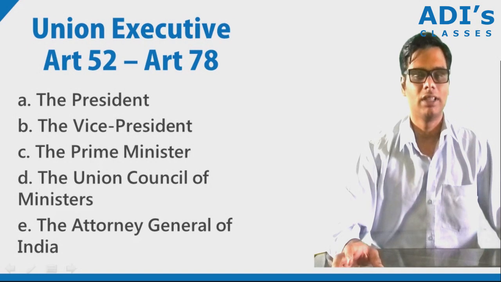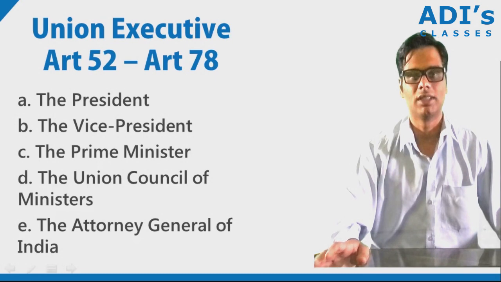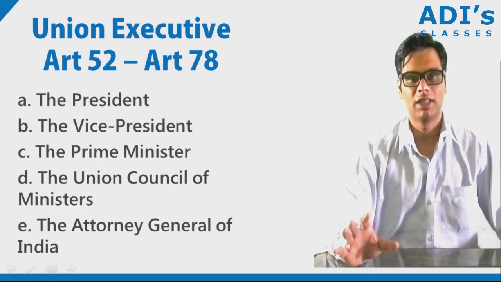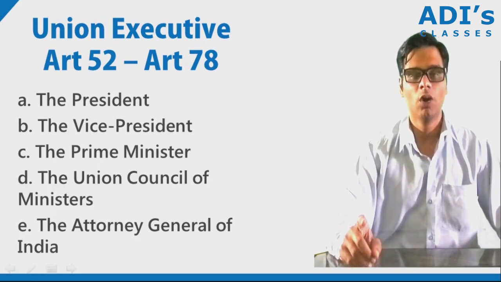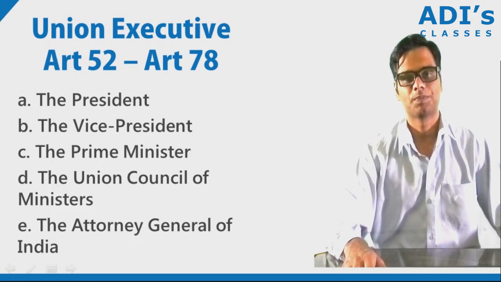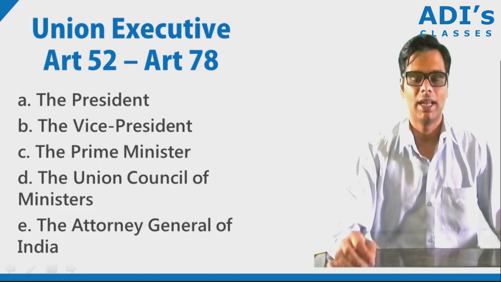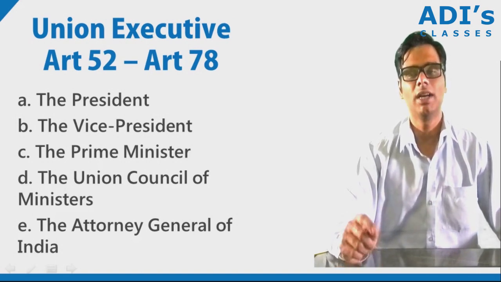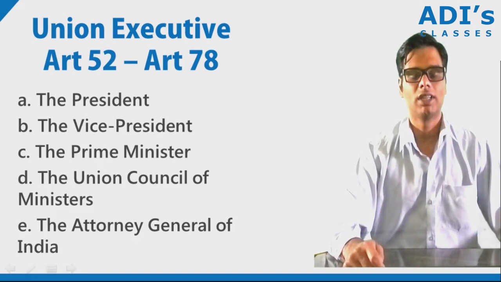Please do not get confused whenever I say Cabinet Minister and Union Council of Ministers. They are both different. The Cabinet is a small group of ministers within the Council of Ministers. However, the executive contains the whole Union Council of Ministers. So the President, Vice President, Prime Minister, Union Council of Ministers and the Attorney General of India together make up the Union Executive. Part 5 of the Indian Constitution, that is Articles 52 through 78, deals with the Union Executive.